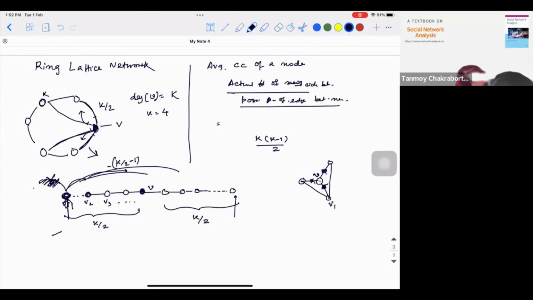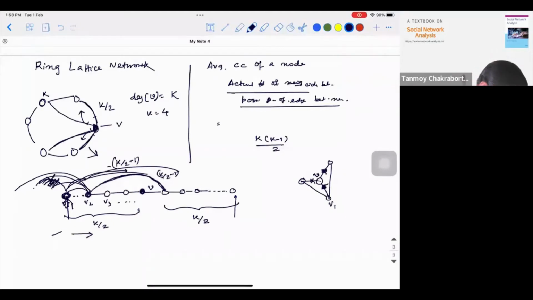What about V2? V2 also, right? Now think about it. In case of V2, it again has k by 2 edges in the left side and k by 2 edges in the right side, right? So we will consider all the edges coming from V2, and remember, one edge from V2 will be connected to this node. We have shifted one side to the right. So how many edges will be considered in this case with respect to V2?